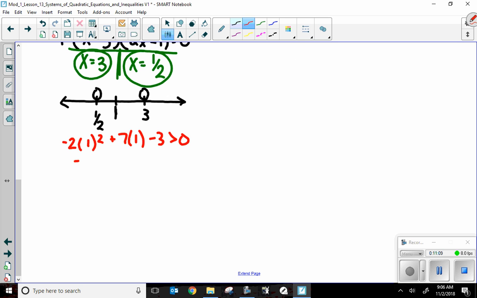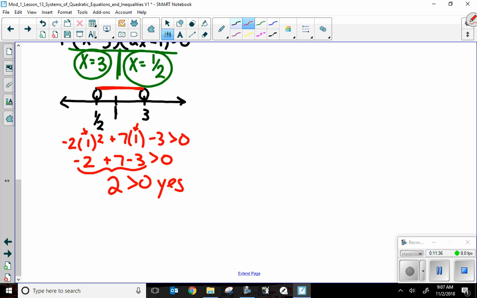Okay, well, this is negative 2 plus 7 minus 3. Is that greater than 0? If I combine these, that is going to give me a value of 2. Is 2 greater than 0? Yes. Therefore, the 1 that I substituted in is in the solution set, which means I am going to include all the numbers in between those dots in my solution set.